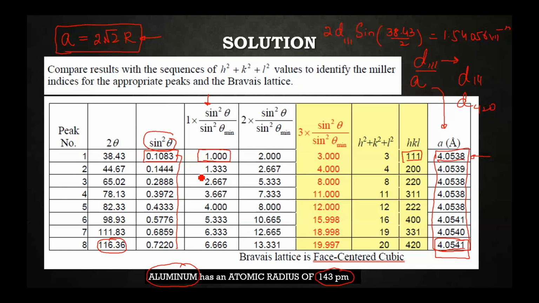You're welcome. So that's it for today. Kindly try to solve the table yourself, finding out the d values and the lattice parameter values as well as the atomic radius values. Try to solve it yourself and find out the value.